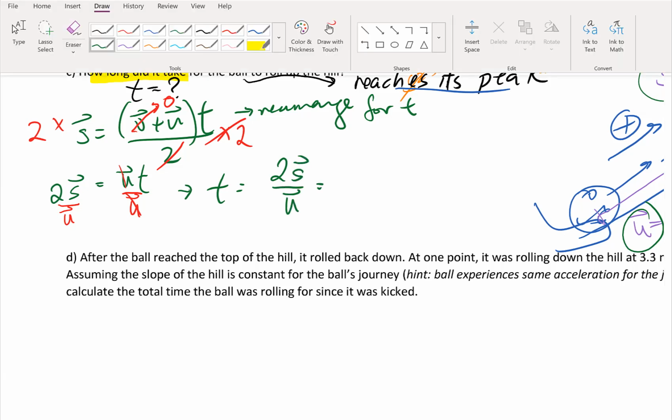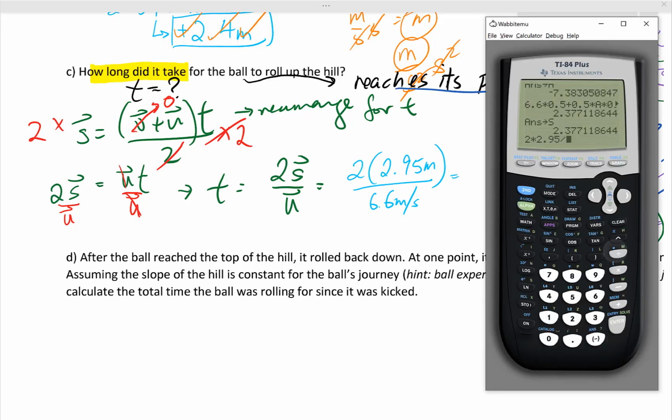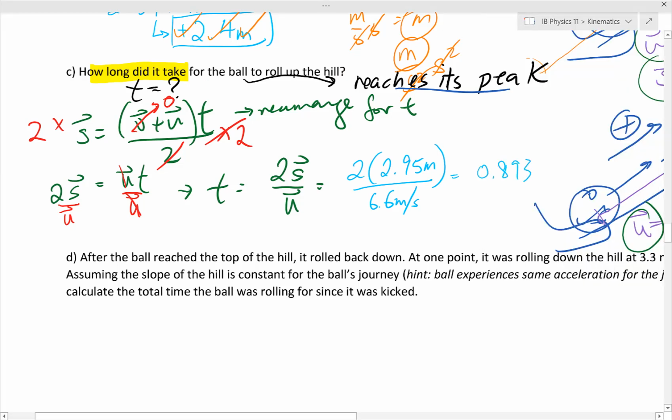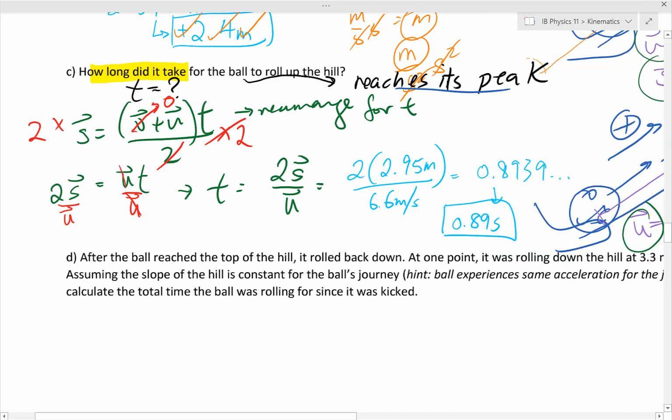Sorry, next step is to substitute everything in. That gives us a time of 0.8939 seconds. And I'm going to round that to 2 sig figs, so 0.89 seconds overall. Save that on my calculator. Since we're talking about time, no directions are necessary, but if you do get a negative value for your time, that means you need to go back and check your solutions, okay? We don't expect time to ever be negative.